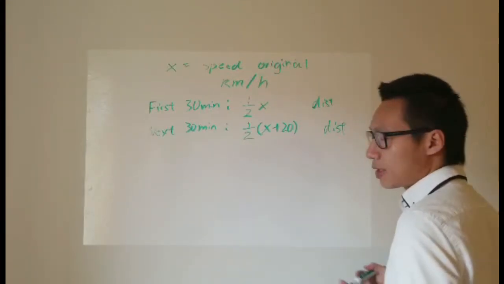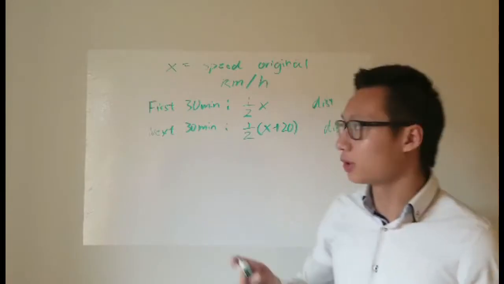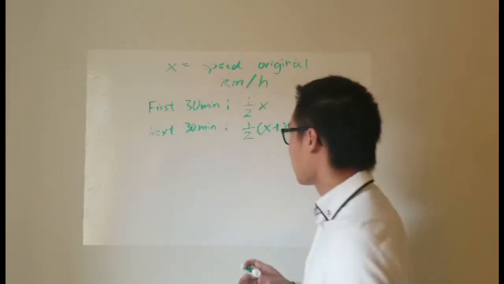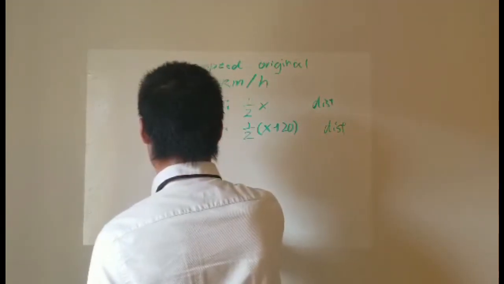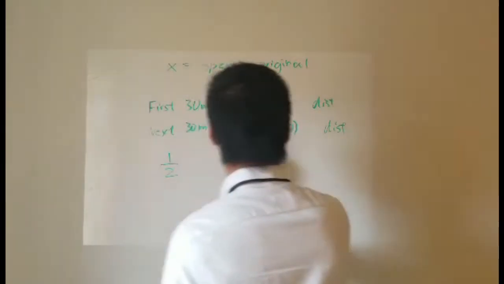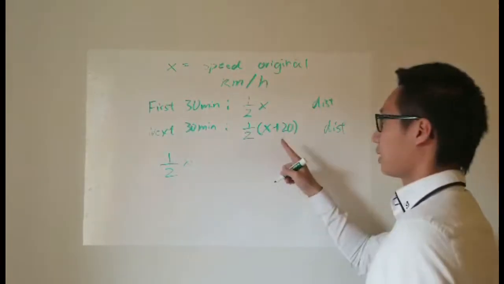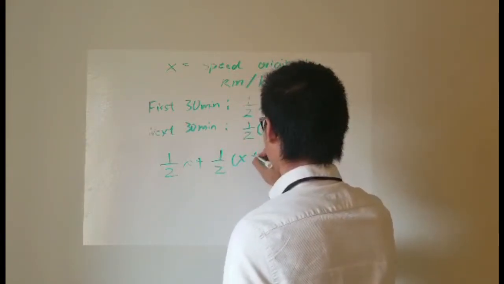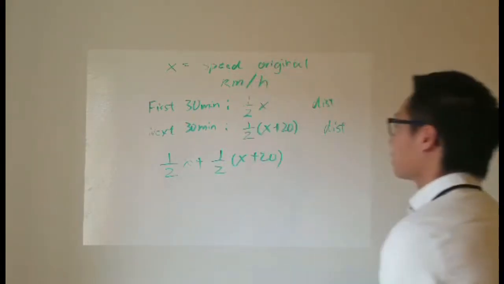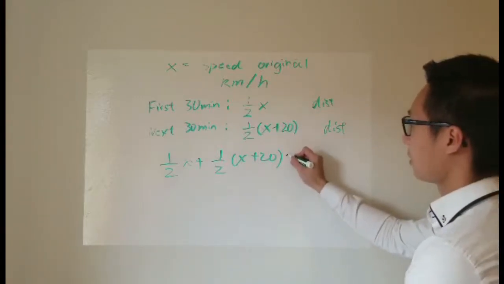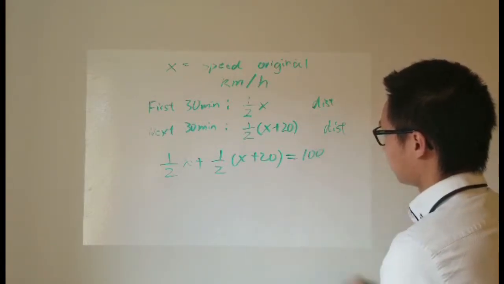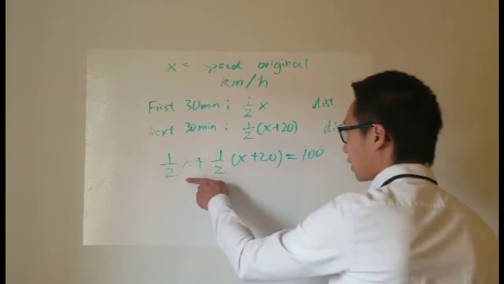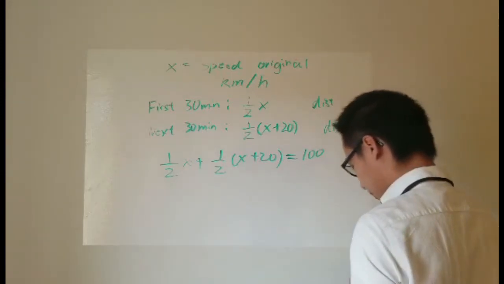What else is given? It's the total distance traveled during this entire hour. So her total distance traveled, the expression would be half x plus half times (x plus 20), which is simply summing these two parts together. According to the question, this should give us 100. So this is outlining the relation among the variables.